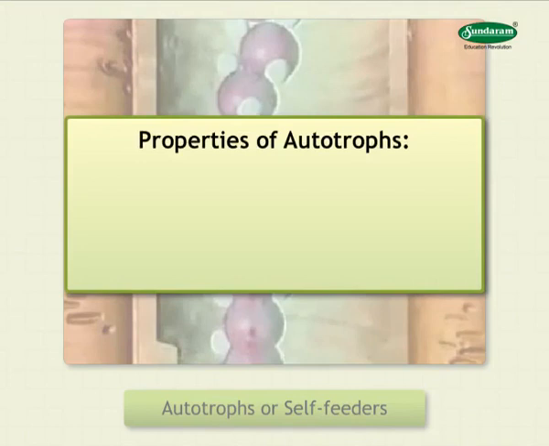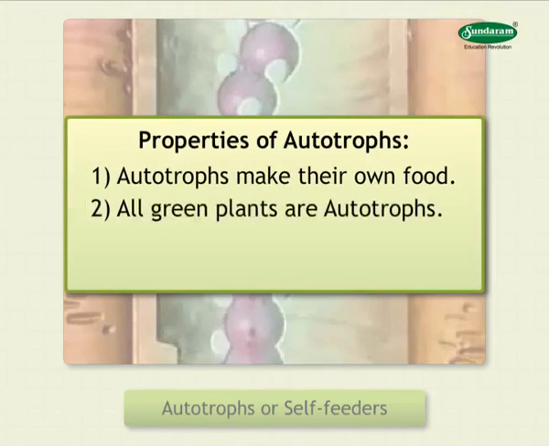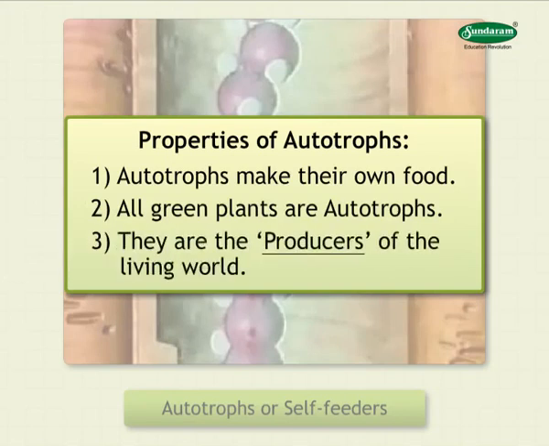Properties of autotrophs. 1. Autotrophs make their own food. 2. All green plants are autotrophs. 3. They are the producers of the living world.